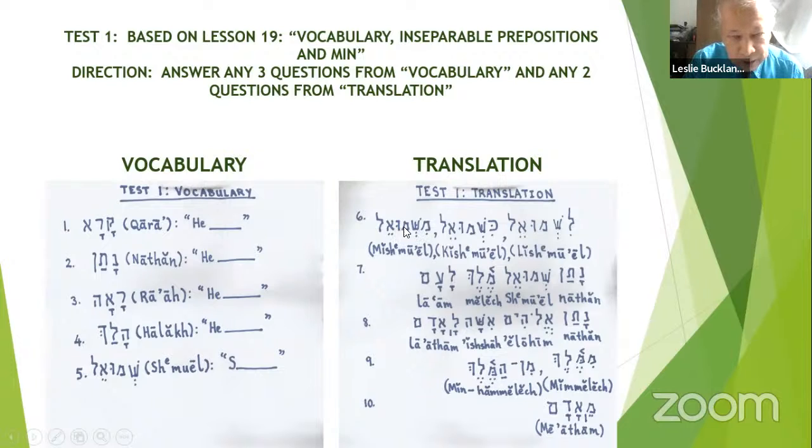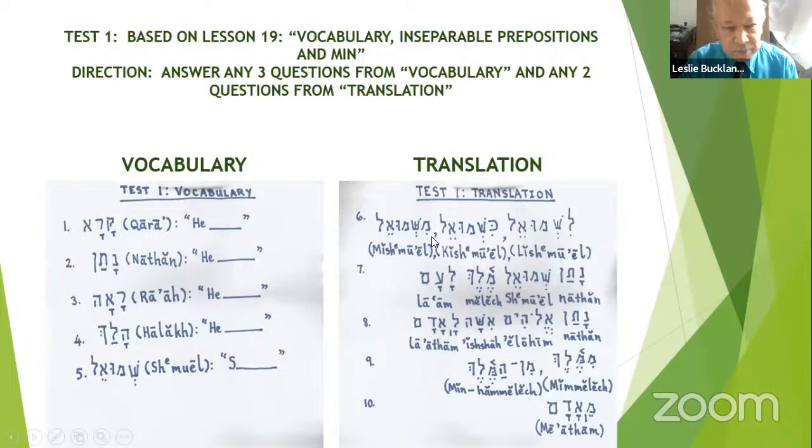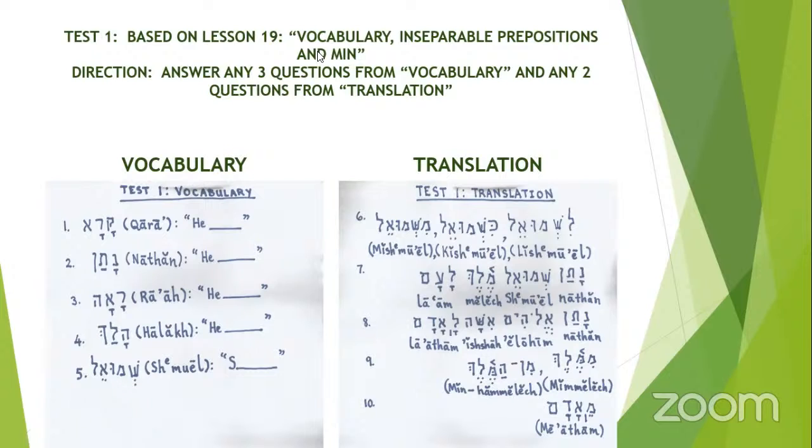Mish Shemuel. What preposition is this? Do you recognize it? Yes, sir. Min. And what does min mean? From. It means from. Okay, so it is "from Samuel." Any question on that? No, sir. Okay, let us go to another test paper.